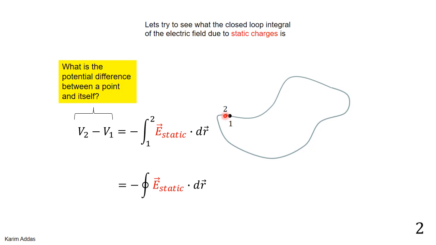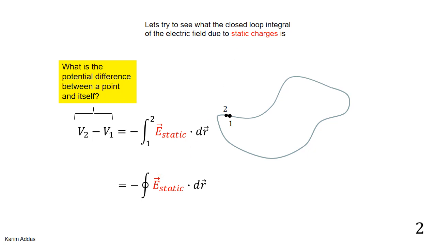So points 2 and 1 are very close to each other, almost on top of each other. Now when you integrate from 1 to 2, you go all the way around the closed loop and back to the same point. So the potential difference between a point and itself is 0. That means that when you integrate E dot dr over a closed loop, the circle meaning a closed loop, you get 0. And this electric field we're talking about is the electric field due to static charges.